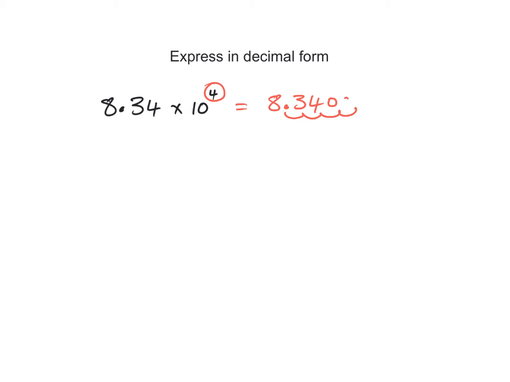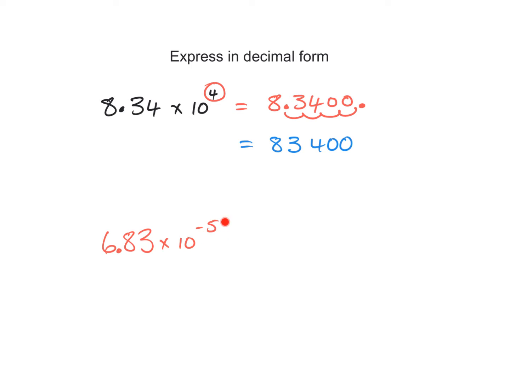So we can put a 0 there and a 0 there, and we can move our decimal place to its position over there. So our answer in this case is actually going to be 83,400. Alright, well, here's one for you to have a go at. Put the video on pause and come back when you're ready.